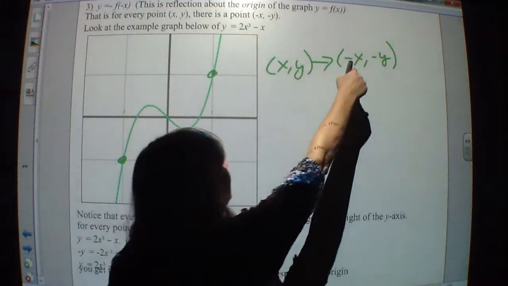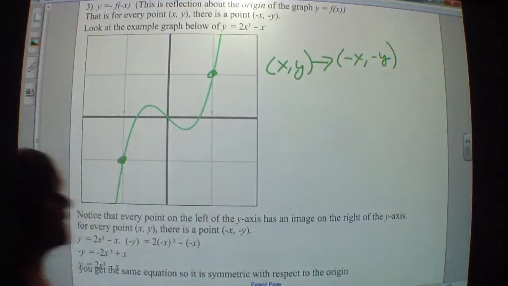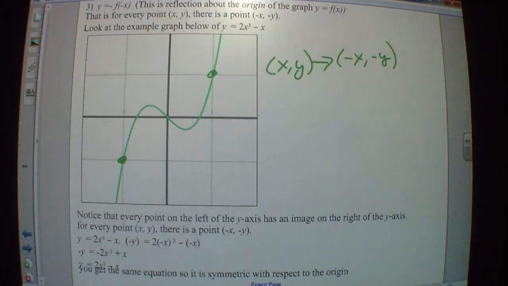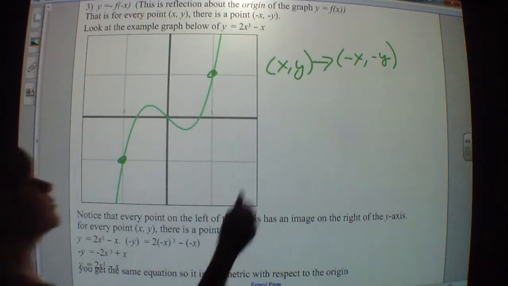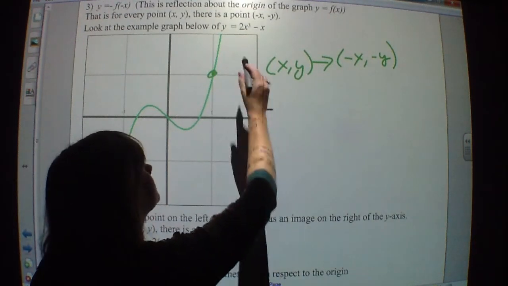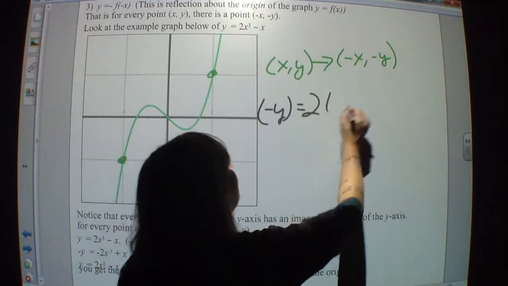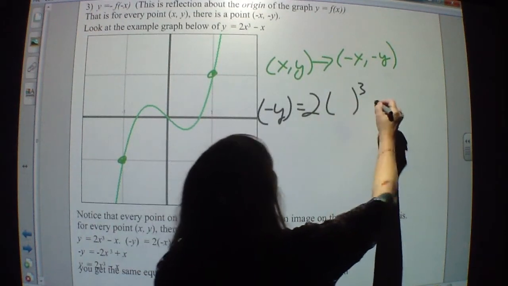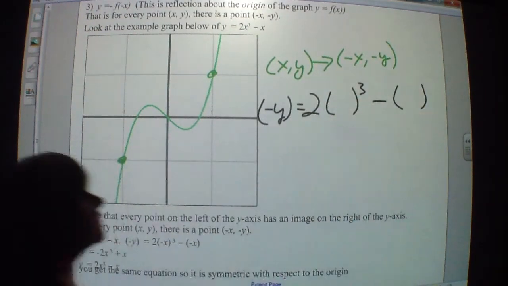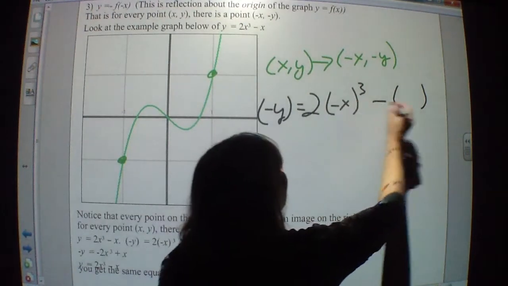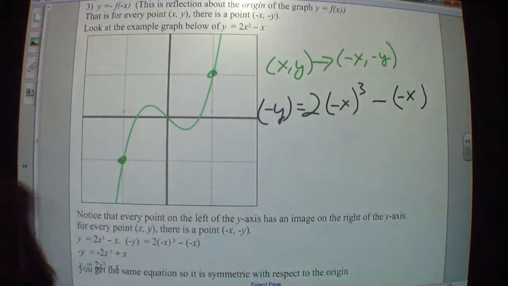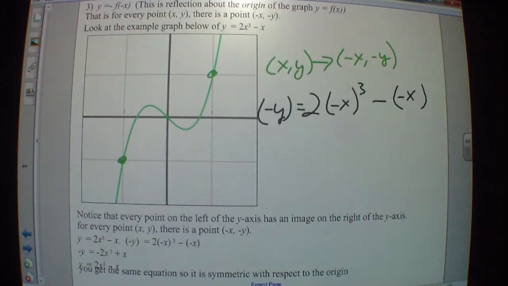So if you can't see it by the picture, let's plug in. Wherever you have an x, plug in negative x. Wherever you have y, plug in negative y. If you get back to where you started from, it has symmetry with respect to what you're testing. So instead of y, I'm going to put in negative y is equal to 2x cubed minus x. So instead of x, I'm putting in a negative.